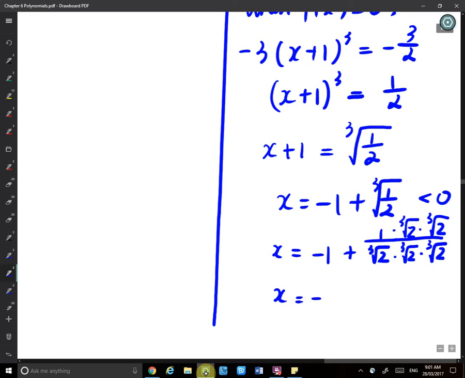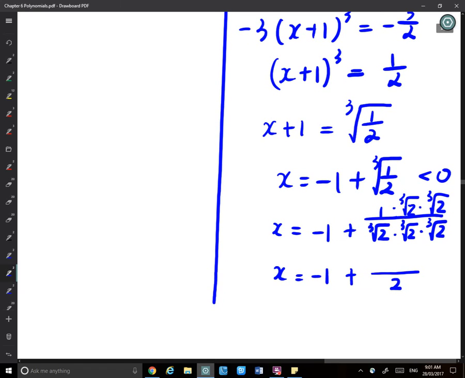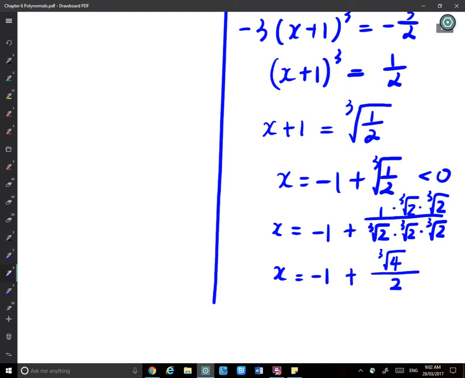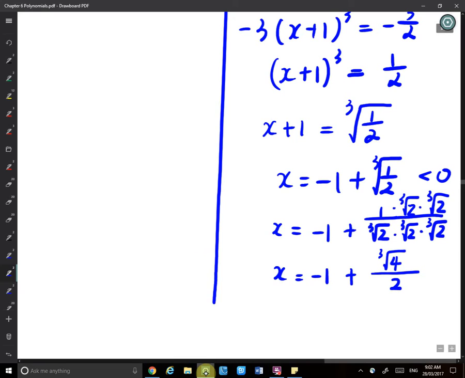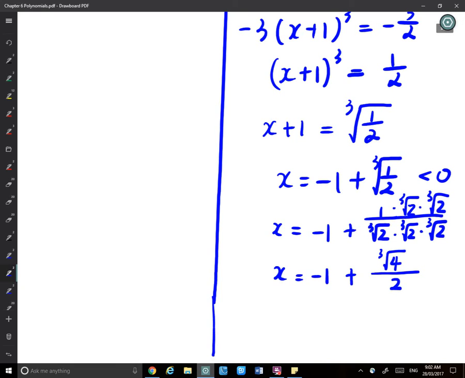So x gives me minus 1 plus, that will give me a 2 cube root 2, cube root 2, cube root 2 will give me a 2. And on the top, cube root 2 times cube root 2, I can say that's a cube root 4. Okay, times the number inside. Same, all the root is the same as square root. Okay, square root a times b equals square root a times square root b. So you have that number. But that number is still smaller than 0. Okay, still smaller than 0.